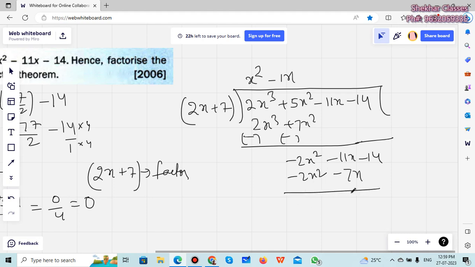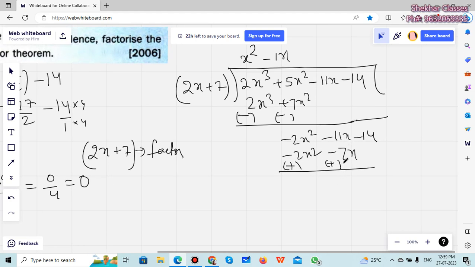Again this is minus, it will become plus, this is minus, it will become plus, it will give you 0 here. And 11 minus 7 is how much? Subtract it, 11 minus 7 is 4, and which is the bigger number? Minus, so it will be minus 4x minus 14.